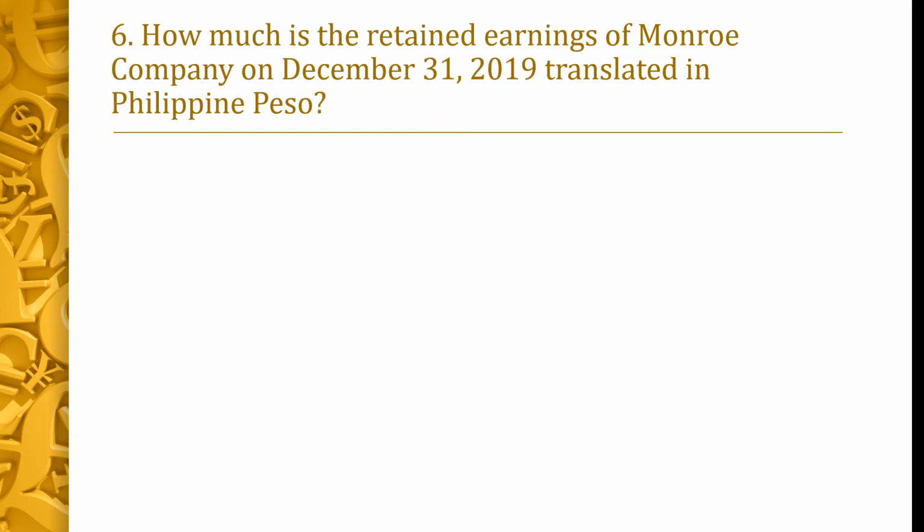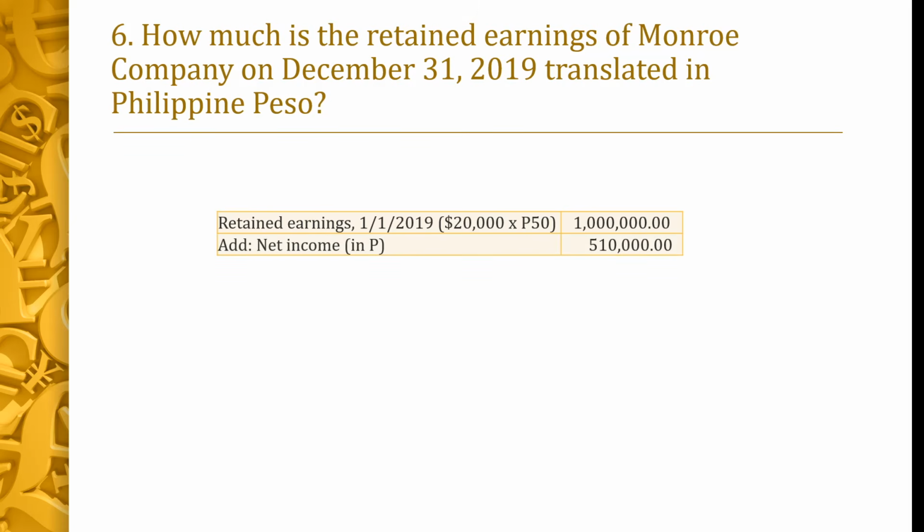But in this case, alam nating first year of translation pa lang. So, the retained earnings as of January 1, 2019, magkano siya ulit kanina? That is 20,000. You will use the January 1 exchange rate, 50 pesos. So, ang translated retained earnings balance beginning is 1 million pesos. Then, add net income in Philippine peso, na-compute na natin kanina, 510,000. And, total muna natin siya.